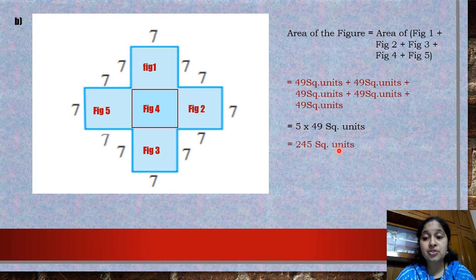So did you understand, children? Yes. So whenever you have a figure which is not a perfect square or a perfect rectangle, you can divide that figure into different parts, find the area of each part, and then add up to get the area of the complete figure. I hope you understood, children.